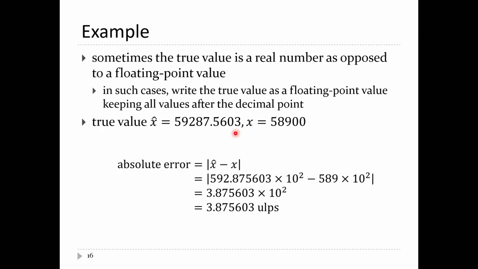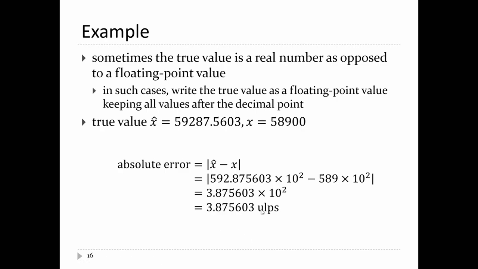So you write down, in this case, I'm using this giant number here. I'm going to write it out in our floating point format, but I'm going to keep all of the digits after the decimal. So you only do this for the true value. For your true value, I'm now going to write out 592.87 blah, blah, blah, so I'm using more than 3 significant digits here. For your second value, though, you're going to write it out correctly in our floating point format, so I'm only going to keep 3 digits. That's 589 times 10 to the 2. Now you do your difference, and it's 3.8 blah, blah, blah.